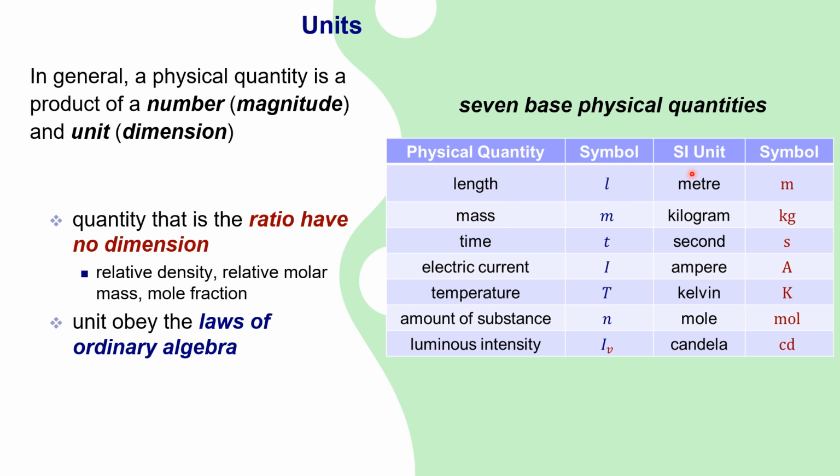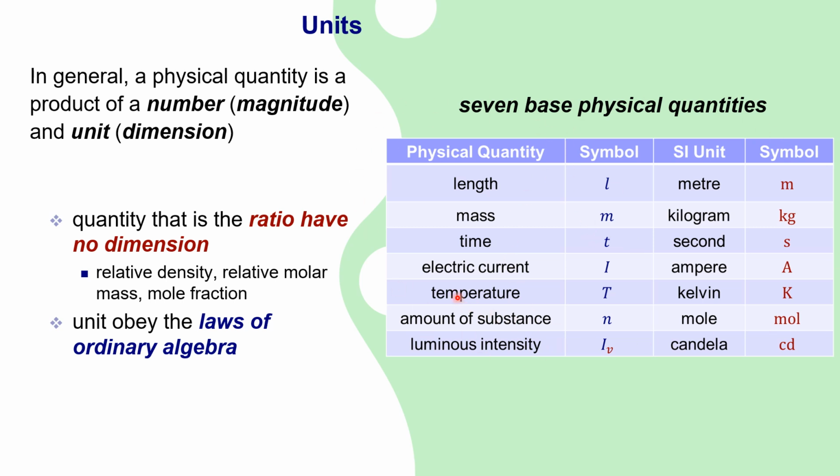But what is the unit used? According to SI units, length is measured in meter, and the symbol for meter is m. For the mass, we use the kilogram. For the time, we use second. So this is the unit with the physical quantity.